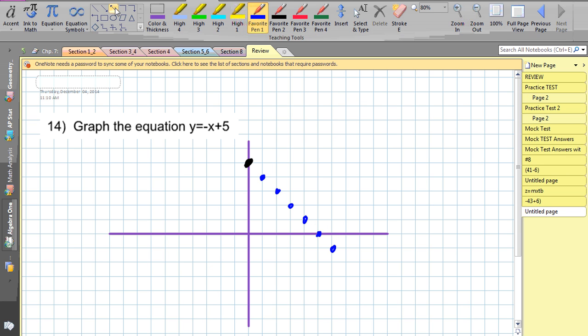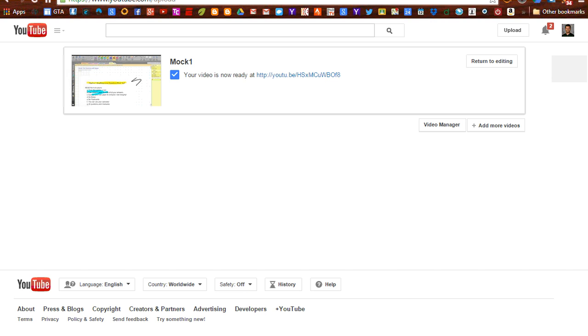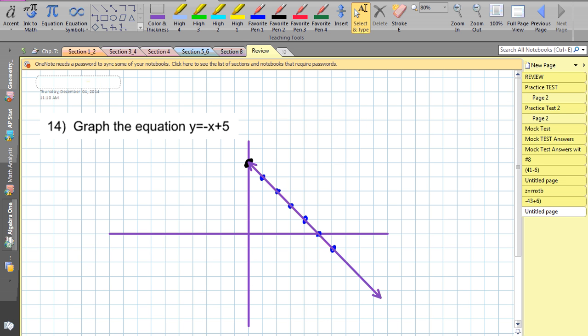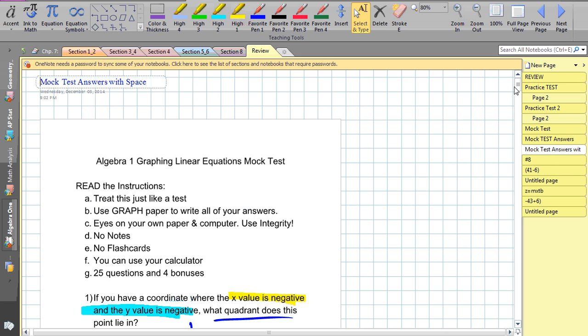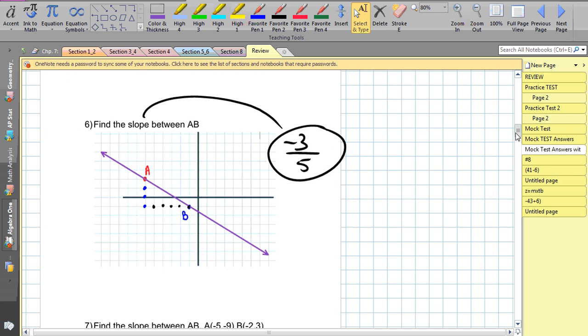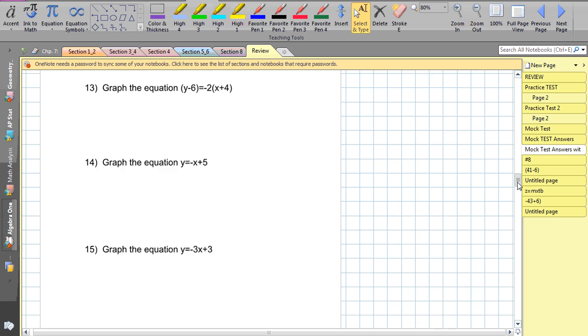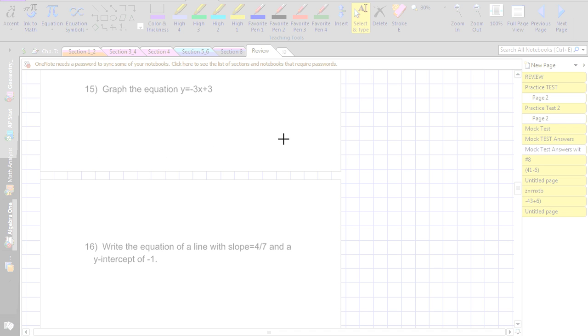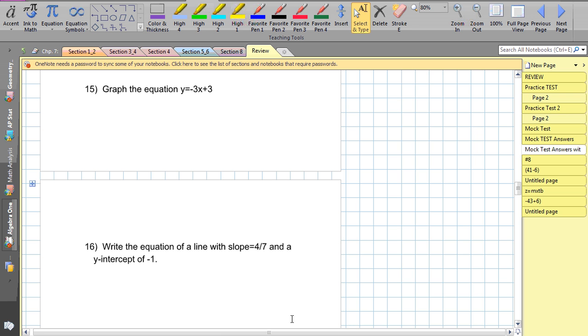And I can connect all those points right there if I wanted to. And that goes on forever and ever. That's the graph of the equation of that particular line. Let's do number 15. 15 looks like this equation right here. Again, another great equation. It's in slope-intercept form.